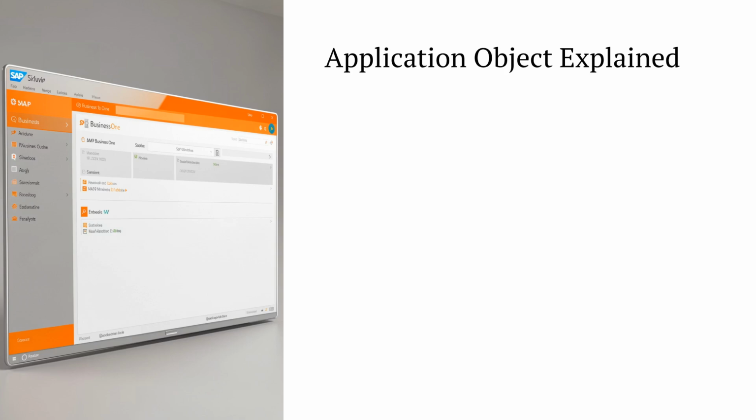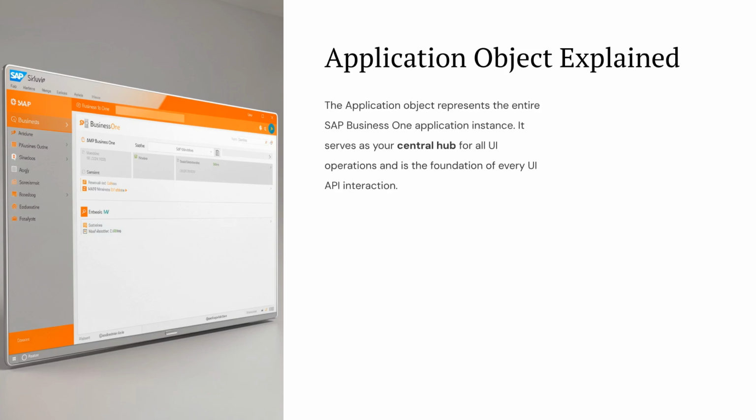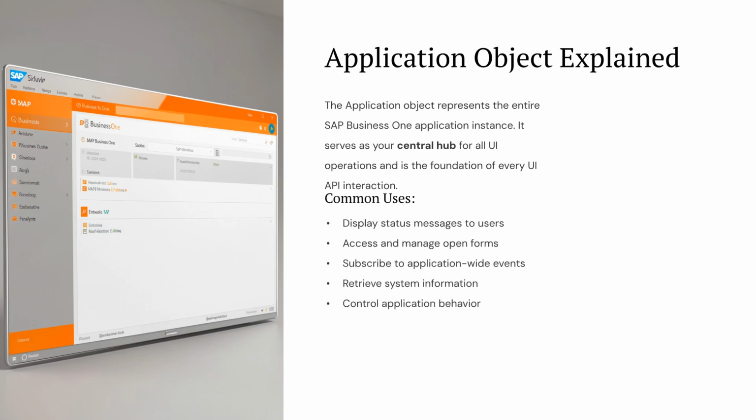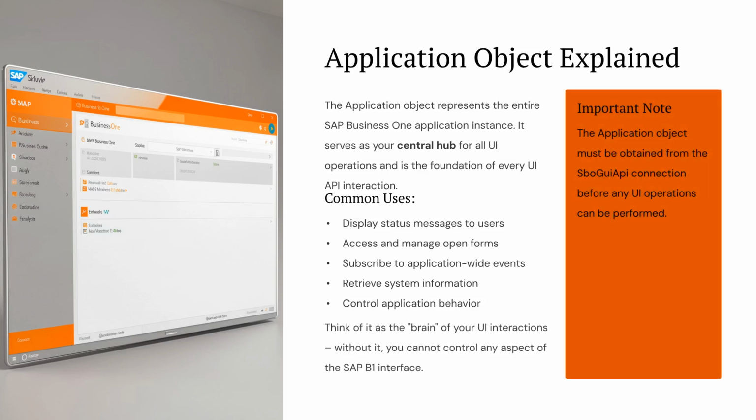The application object is the central hub for all UI operations and the foundation of every UI API interaction. Common uses include displaying status messages, managing open forms, and subscribing to application-wide events. Remember, the application object must be obtained from the SBO GUI API connection before any UI operations can be performed.